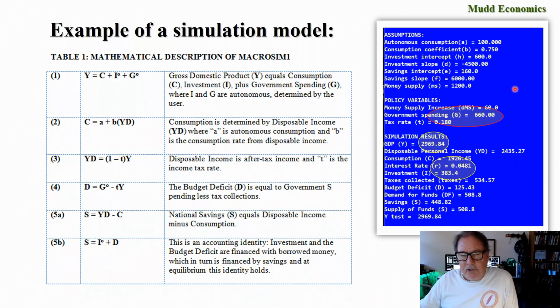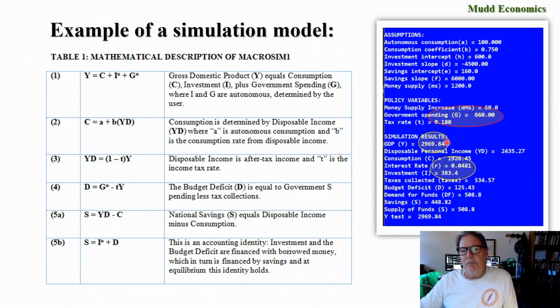Here's an example of the output of Macrosim1, where we're assuming certain values for all of these intercepts, and A and B and T, the tax rate, and the like. And here are some policy variables that we will control, such as the money supply change, the level of government spending, and the tax rate. And then from that, we plug all of those in, run the simulation, and you get simulation results that tell you what the level of gross domestic product is based upon the assumptions you've made.